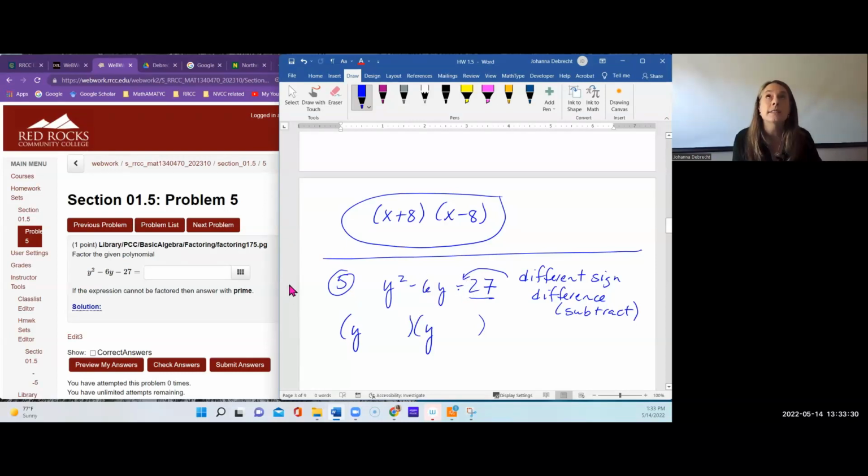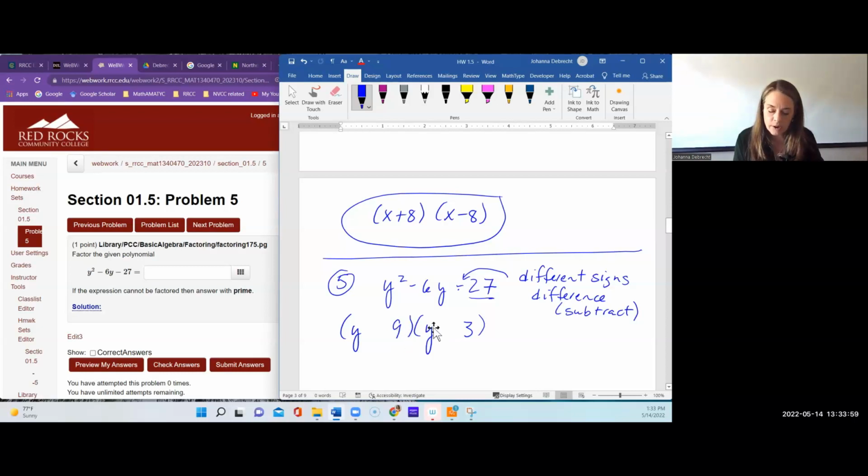Well, what multiplies to give me 27? 1 and 27, 3 and 9. Well, it's not 1 and 27, that subtracts to give me 26, but 9 minus 3 is 6. So I think one of these is a 9 and the other one is a 3. Now, because this is a negative, the signs are different. So since I have different signs, one of these has a plus and one has a minus, but I've got to figure out which one.